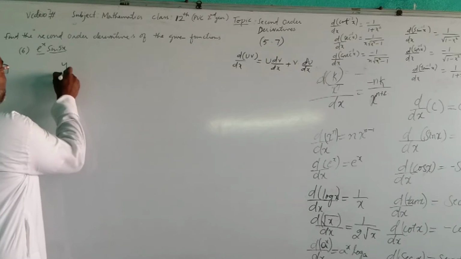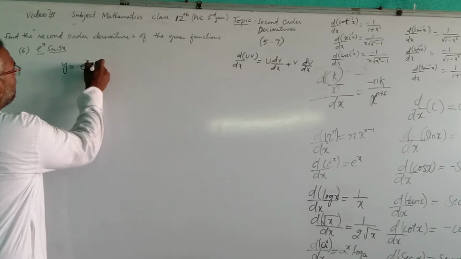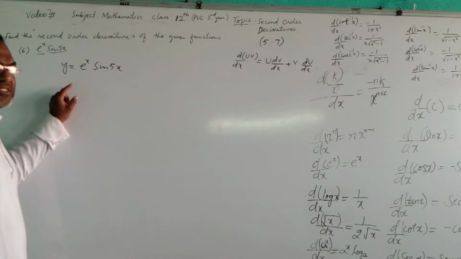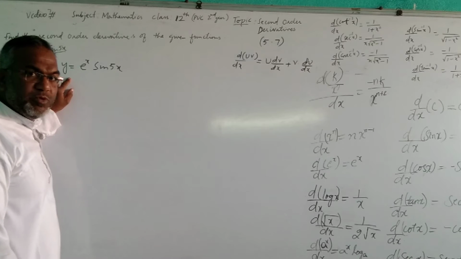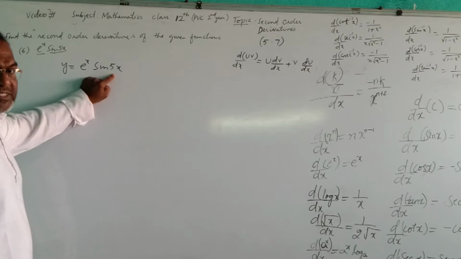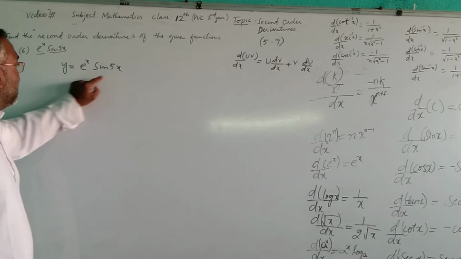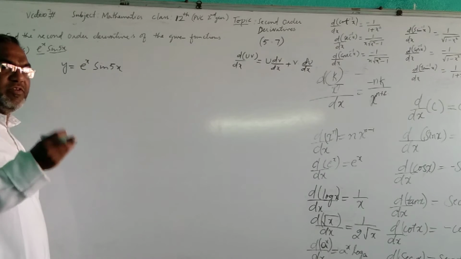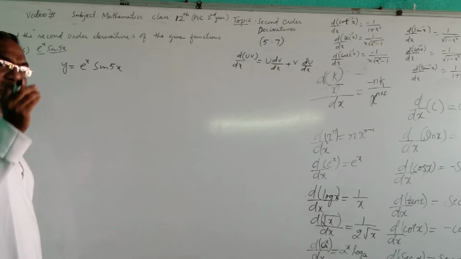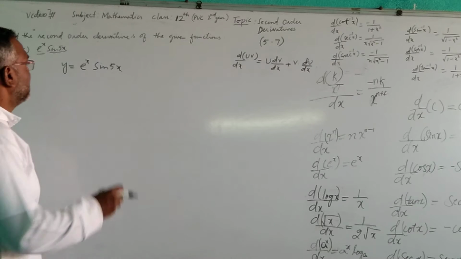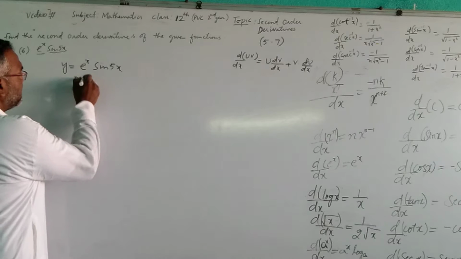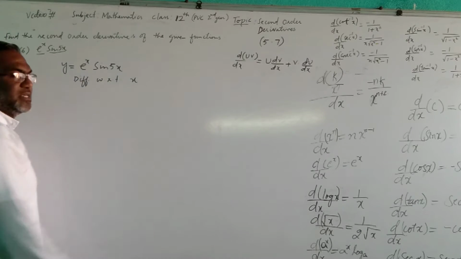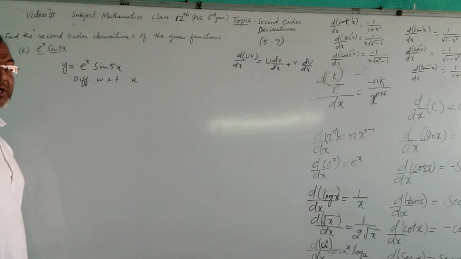Take the given function as y is equal to e to the power of x sine 5x. This is the given function. Now to get the second order derivative, you first have to get the first order derivative, then differentiate it again and you will get the second order derivative. So differentiate with respect to x.